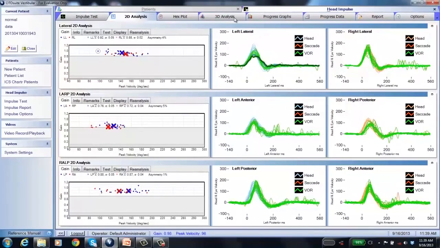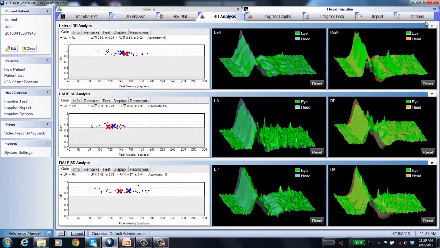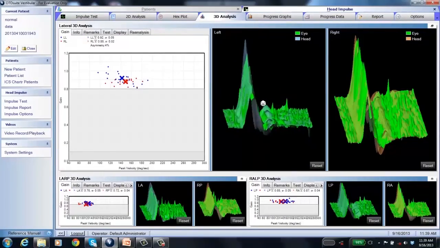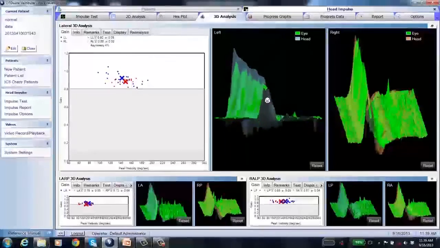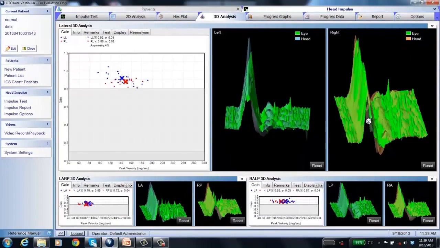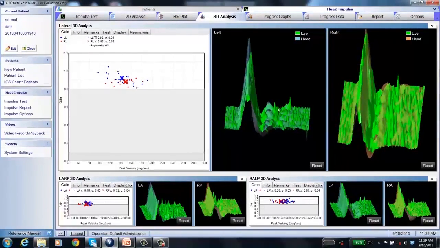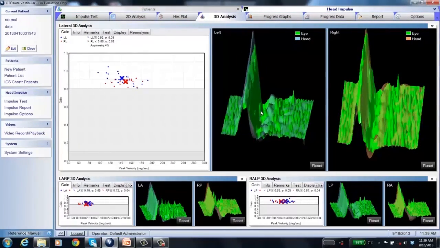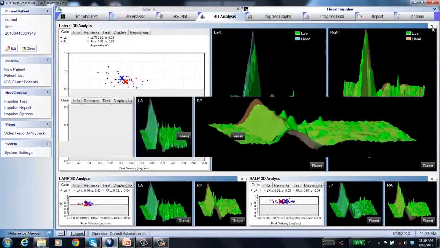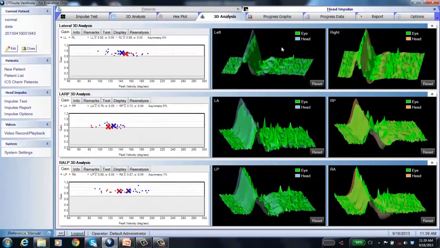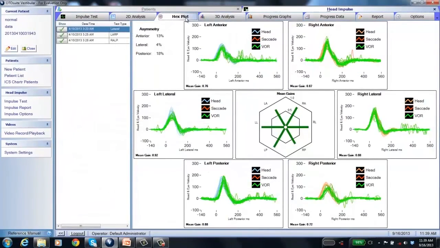Now let's look at the 3D analysis. So if I wanted to look at these in 3D, and let's just take the lateral and make that big, I can then rotate these and look and see at the data here. And what I want to see in a normal is that the head and the eye are on top of each other, which they are. And then the last thing if I want to look at is the hex plot. So again, this was new for version 2.0, but we can see here, if I quickly look at the hex plot, everything's green, everything's within normal limits.